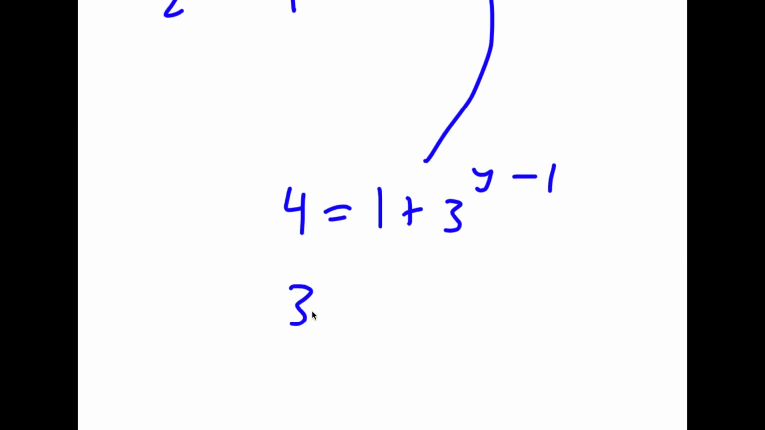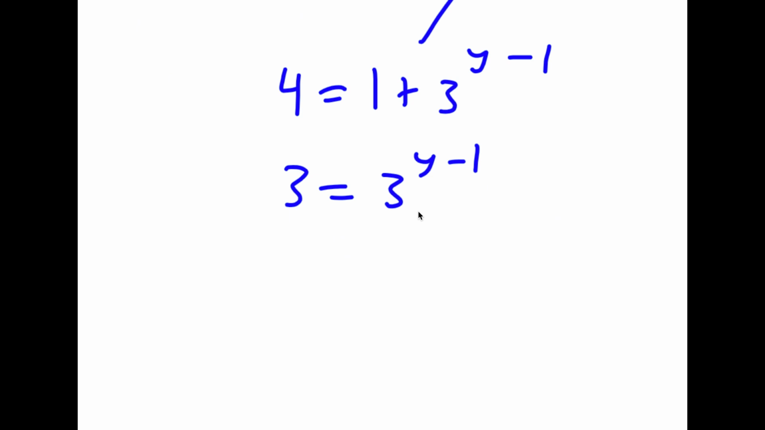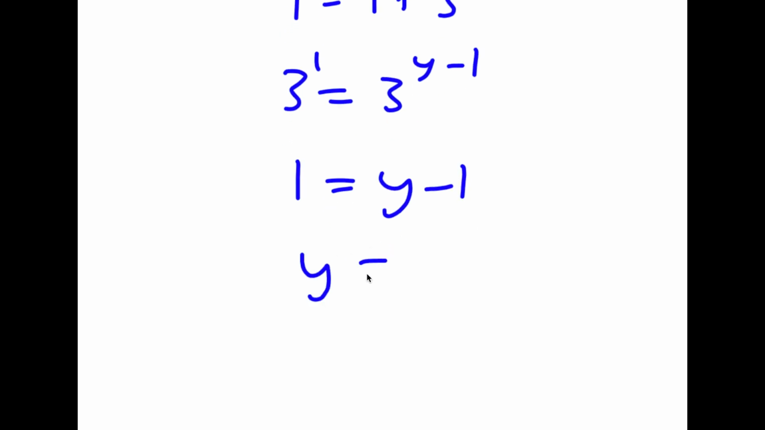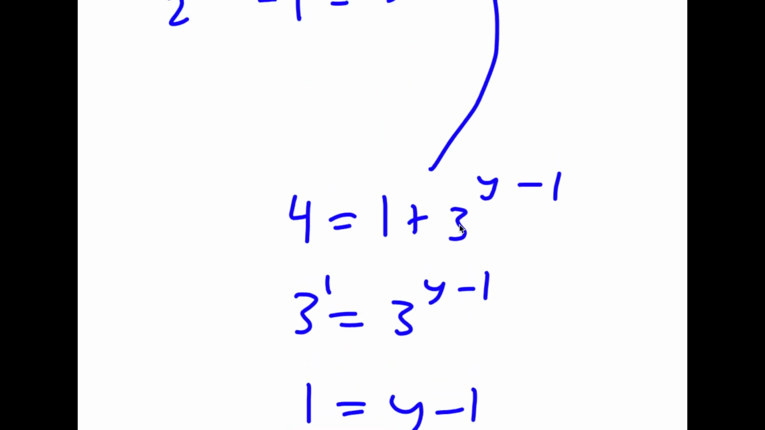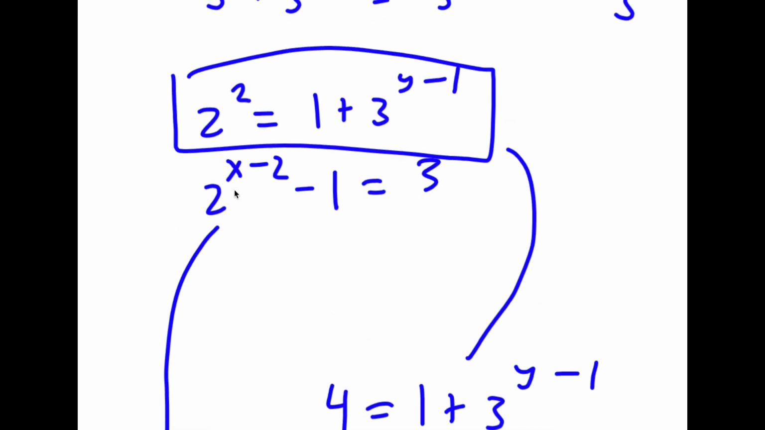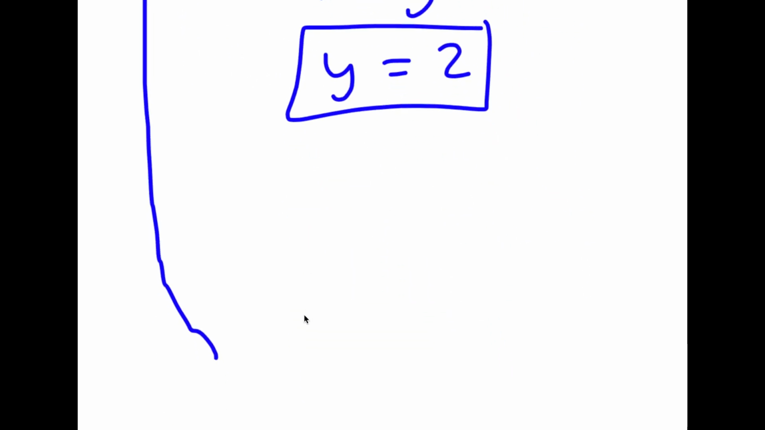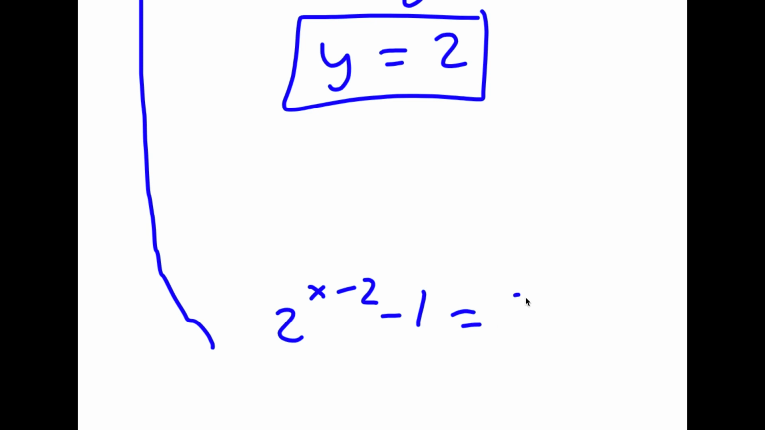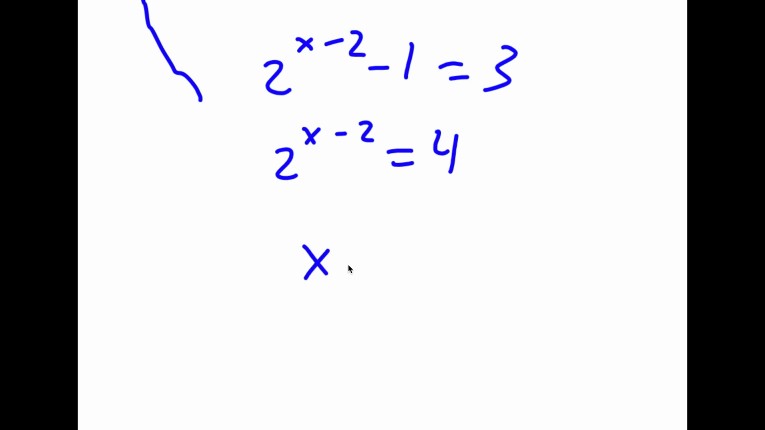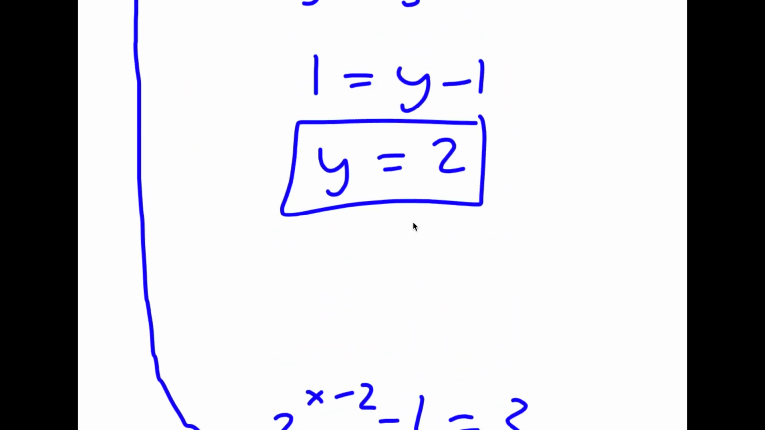Now if I subtract 1 on both sides, I get 3 is equal to 3 to the power of y minus 1. And we want 3 is the same thing as 3 to the power of 1. And since these two bases are the same, this means that y is equal to y minus 1, meaning y is equal to 2. Now for my second equation, I have 2 to the power of x minus 2 minus 1 equals 3, meaning 2 to the power of x minus 2 is equal to 4, and x is equal to 4. So x equals 4 and y equals 2.